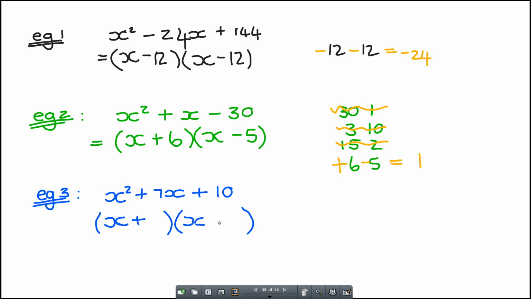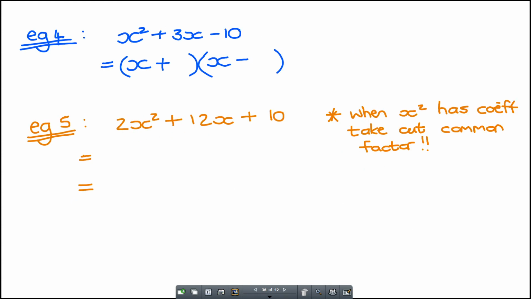and x plus. Okay, so now factors of 10 will be 10 times 1 or 5 times 2. I must use those to get 7. So 10 and 1, not going to get there. But 5 and 2, yes, I can say positive 5 plus 2. And that would give me positive 7. So x plus 5, x plus 2. Good.